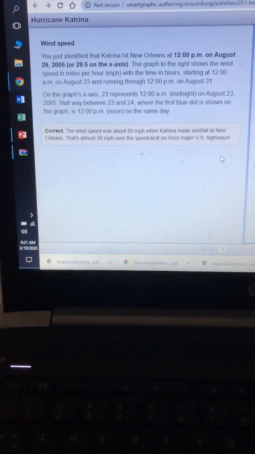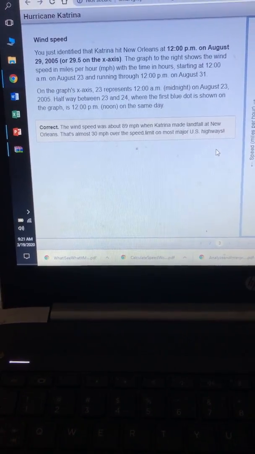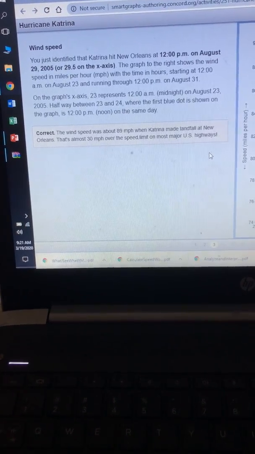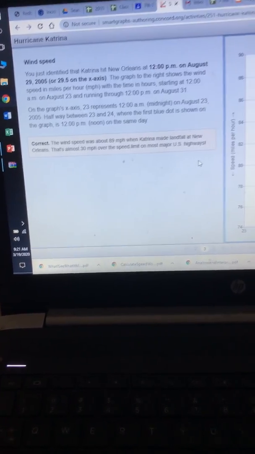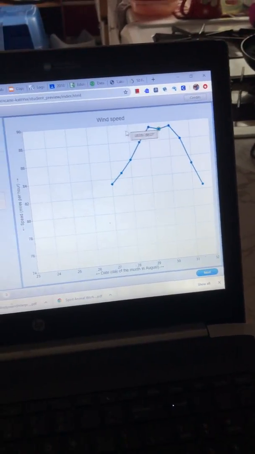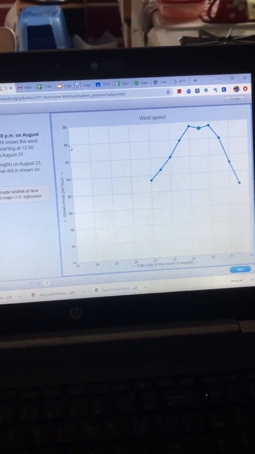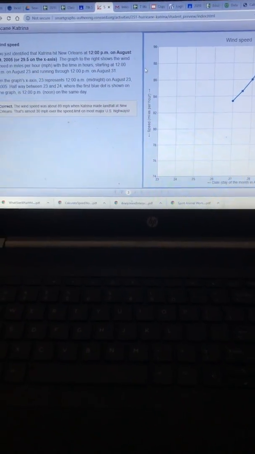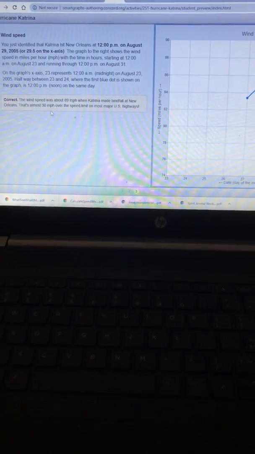Okay, the wind speed was about 89 miles per hour when Katrina made landfall at New Orleans. That's almost 30 miles per hour over the speed limit on most major highways. Yeah, that's insane. So if you look across, we're between 88 and 90 miles per hour of wind. Okay, so on number 2 for Hurricane Katrina on your paper, you will write 89 miles per hour, because that's what it tells you right here.